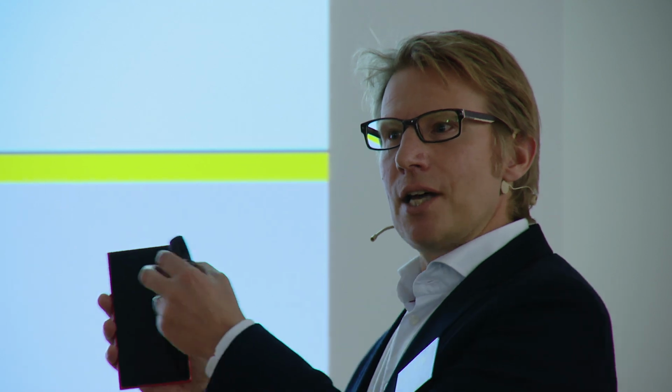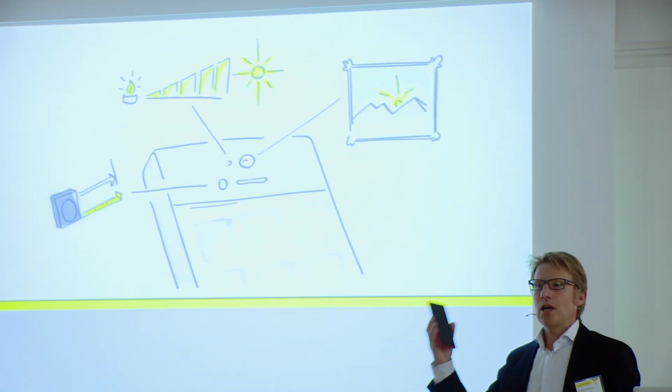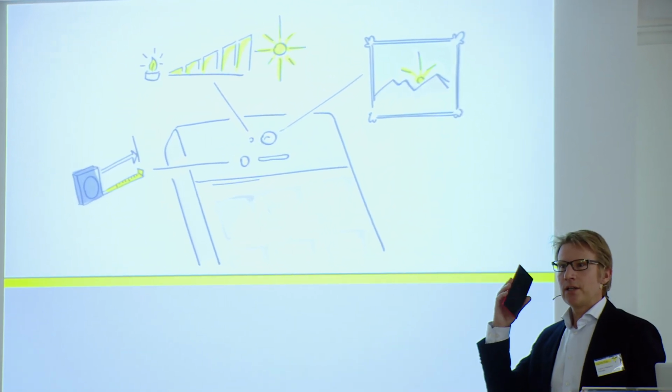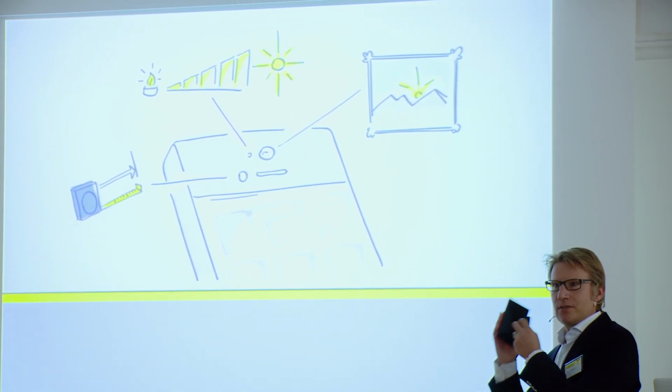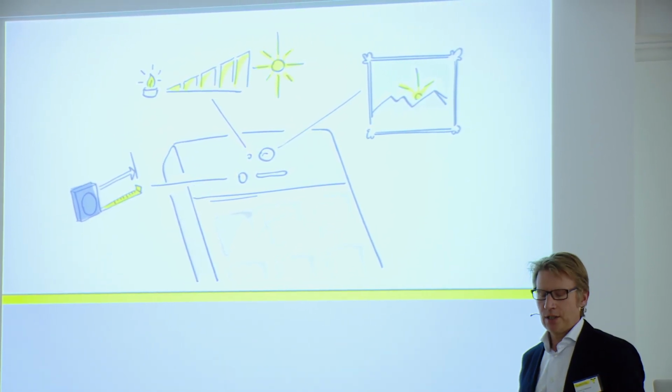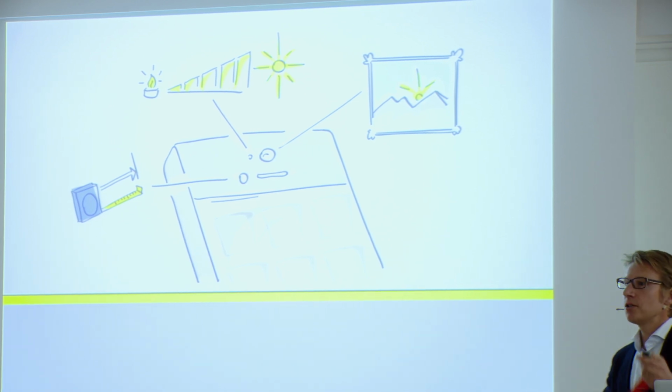You have the ambient light sensor that adjusts your screen depending on the light, if you're inside, if you're outside. You have the proximity sensor that calculates how close the phone is to your ear, so it can turn off the screen when you're doing a phone call, so it doesn't touch the screen. So light is coming in everywhere in today's solutions.